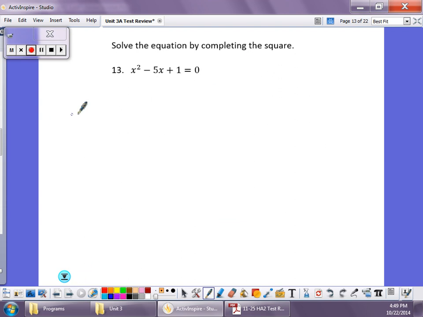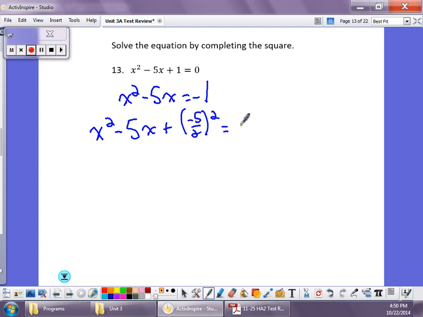Here it wants us to complete the square. So the first thing I have to do is get an x squared plus bx form. So x squared minus 5x, I'm going to subtract 1. Then I add b over 2 squared to both sides. So x squared minus 5x plus negative 5 over 2 squared equals negative 1 plus 5 over 2 negative squared.